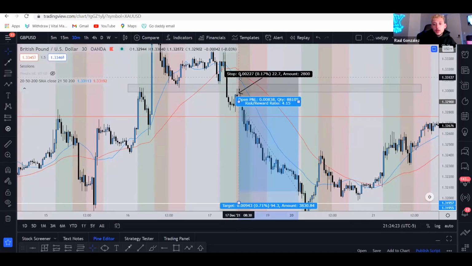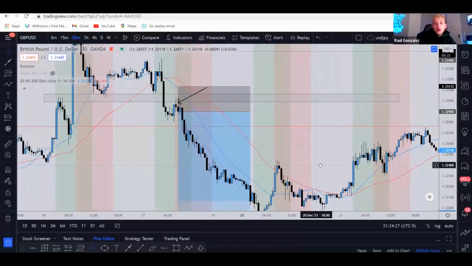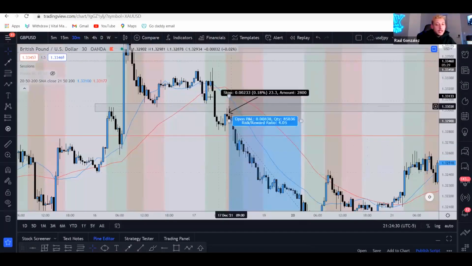Like if I wanted to be a little bit more greedy with the stop loss, then I would have put it here and I would have gained 4 times my risk, right? But really, it's up to the trader.